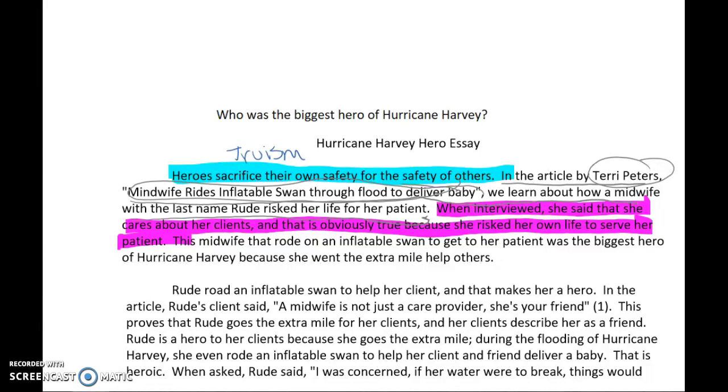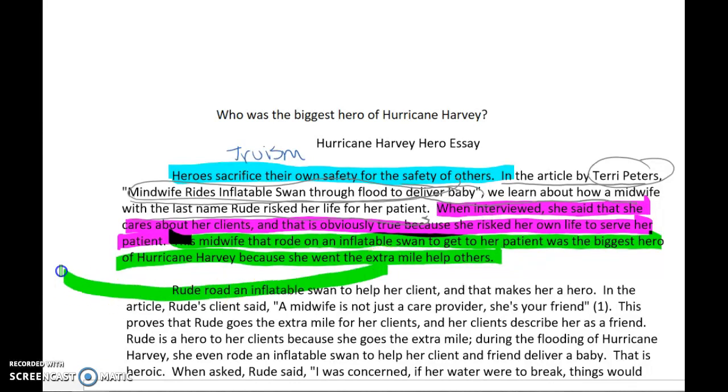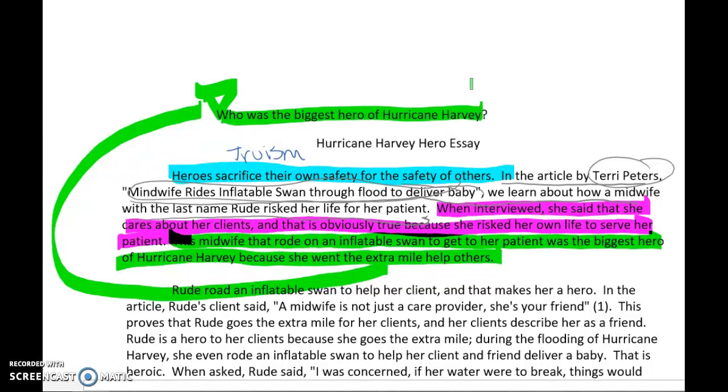Finally, we say our thesis. This midwife that rode on an inflatable swan to get her patient was the biggest hero of Hurricane Harvey because she went the extra mile to help others. This directly answers the prompt. Who was the biggest hero of Hurricane Harvey? This midwife that rode the inflatable swan to get her patient was the biggest hero. Why? Because she went the extra mile to help others.